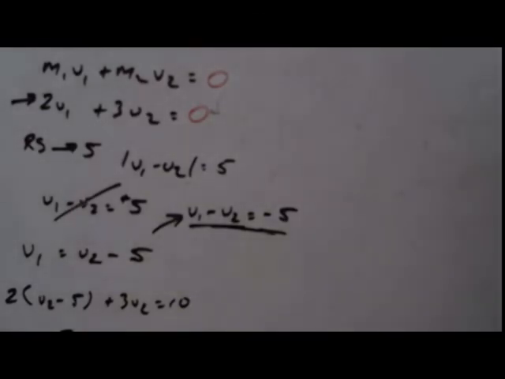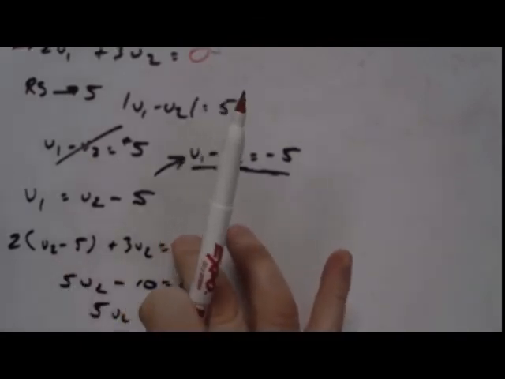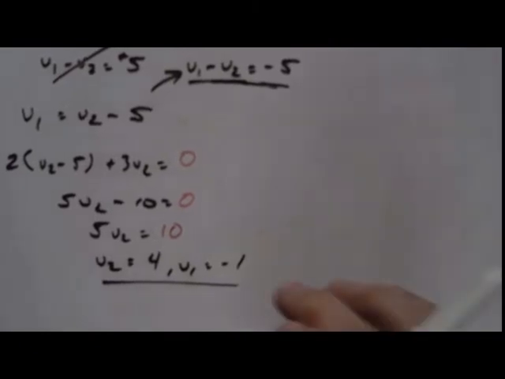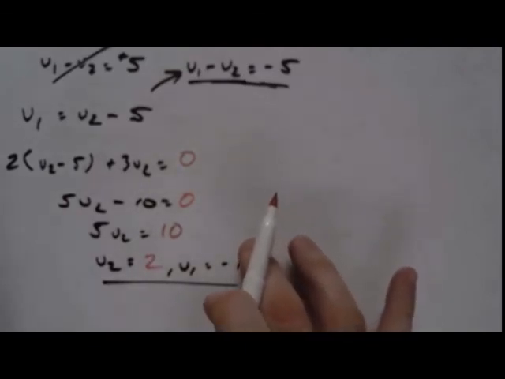And then I substitute in the V2 minus 5. That has to equal 0 now. That means this equals 10. And in this new reference frame, I get that the velocity of object 2, or B, is not 4, but 2 meters per second. And object 1 is 2 minus 5, which is negative 3. So I have the right relative speed. This is going to give me the right momentum of 0 for the whole system.